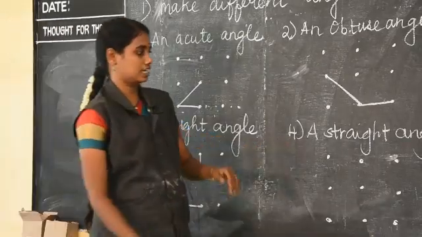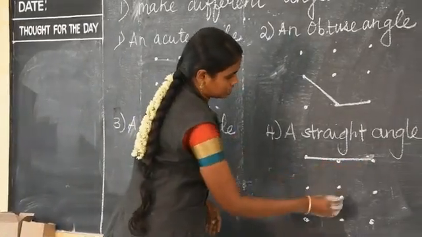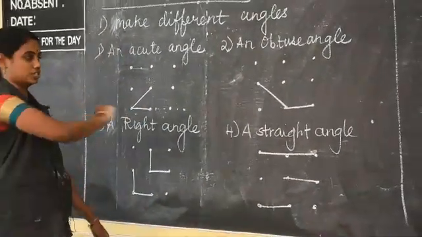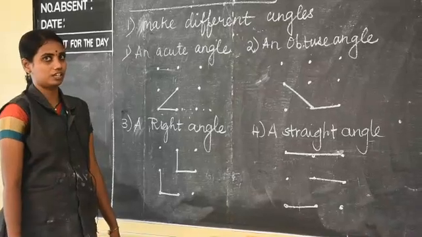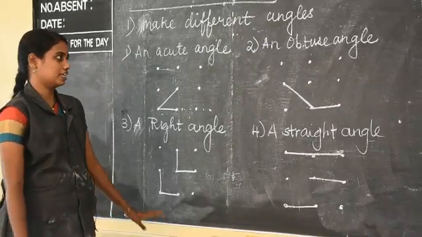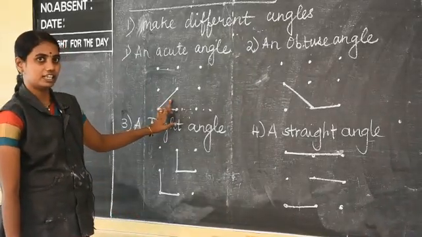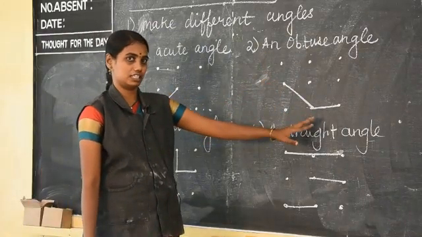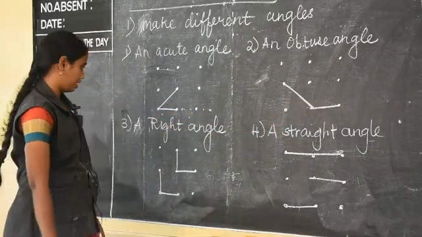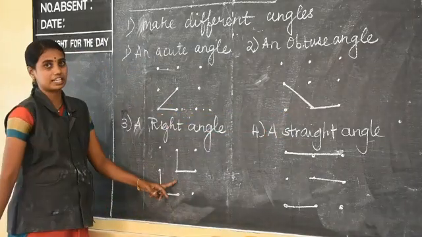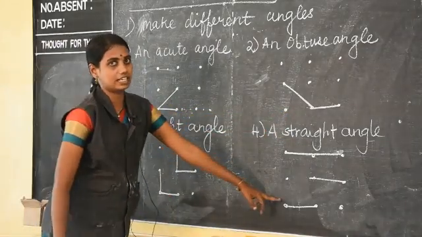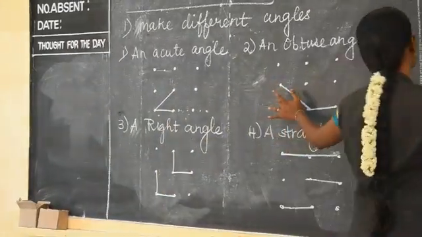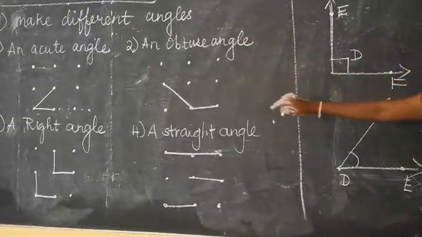Next is straight angle. We know that straight angle will be straight. You can draw more straight angles. Just drawing a straight line is called straight angle. It has 180 degree. This is acute angle, less than 90 degree. Obtuse angle, more than 90 degree, less than 180 degree. Right angle has only 90 degree. Straight angle has 180 degree. Just for knowing, to draw only we learn this.